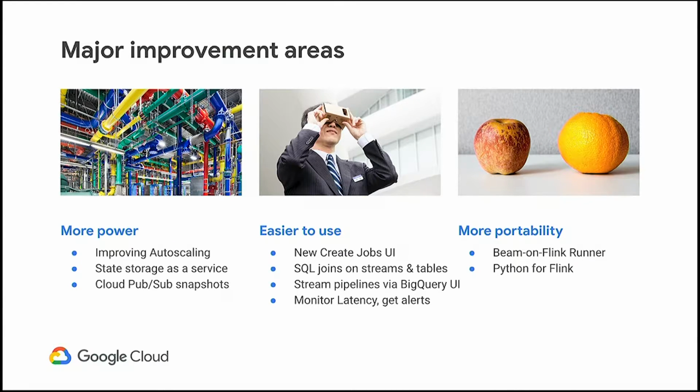And lastly, we have also improved our monitoring capabilities. So we created new user experiences in the job details page where you can track and monitor latency and data freshness and create alerts right from the job details page. And lastly, portability. So we're going to spend quite a bit of time today on portability. We're going to talk about how the Beam on Flink runner helps Lyft achieve their goals of being able to run Python jobs on Flink.